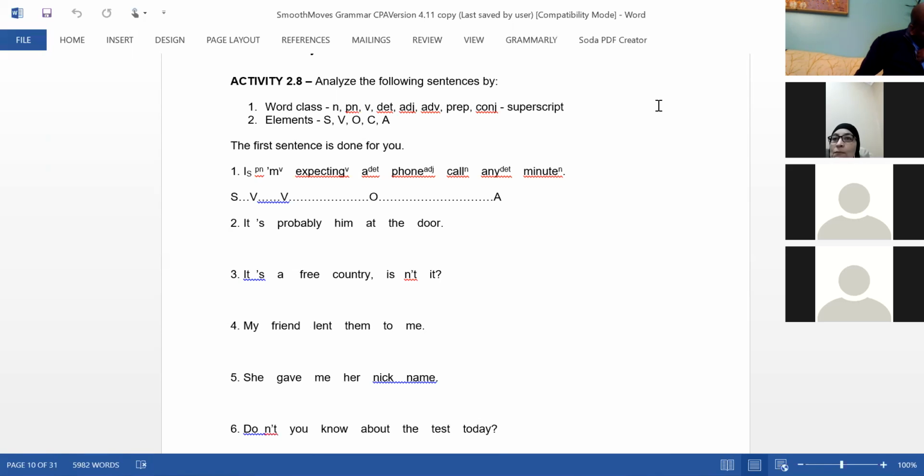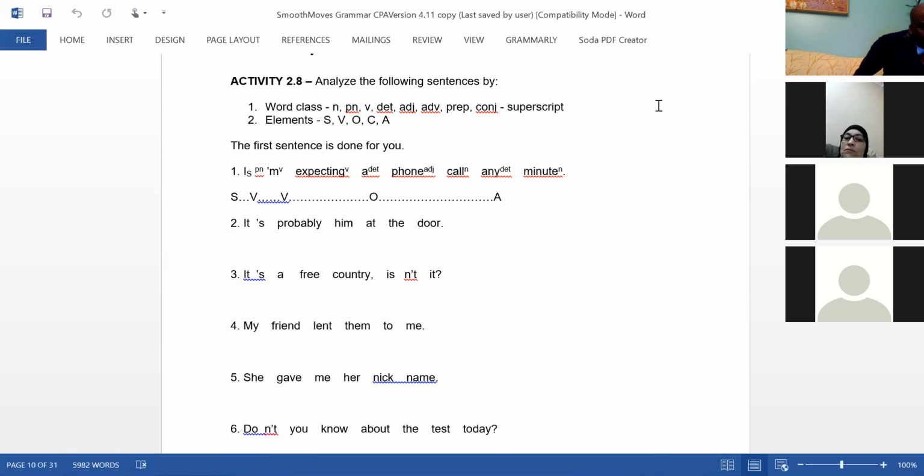All right, what's the form? SVCA. You said SVCA? S is what? Subject, it, right? Yes. What's the V? Verb, is. And then probably, which is an adverbial. And then him? Complement? No, it's the object.